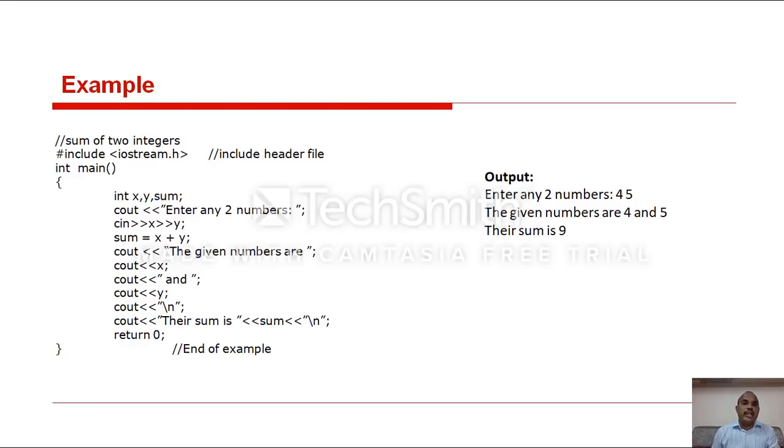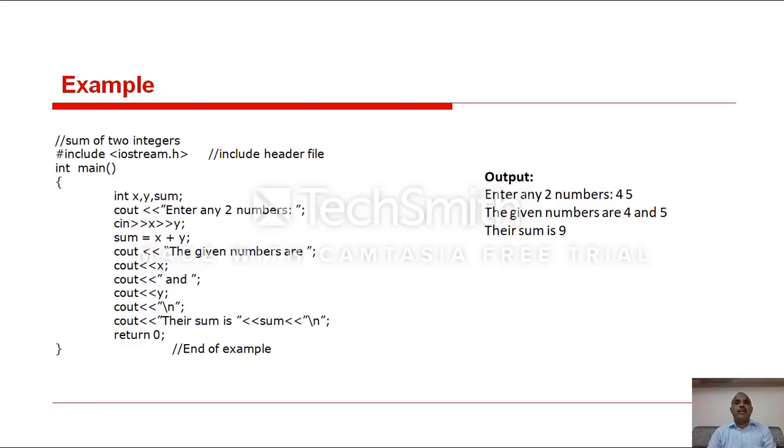So integer x comma y comma sum. Int is an integer data type. x, y, sum: these three are the variables. x is a separate variable, y is a separate variable, and sum is also a separate variable. Each variable occupies a fixed-length memory block. For example, in C language 2 bytes, 2 bytes, 2 bytes, whereas in C++ 4 bytes, 4 bytes, and 4 bytes. Clear, all of you? By default it is a long integer.